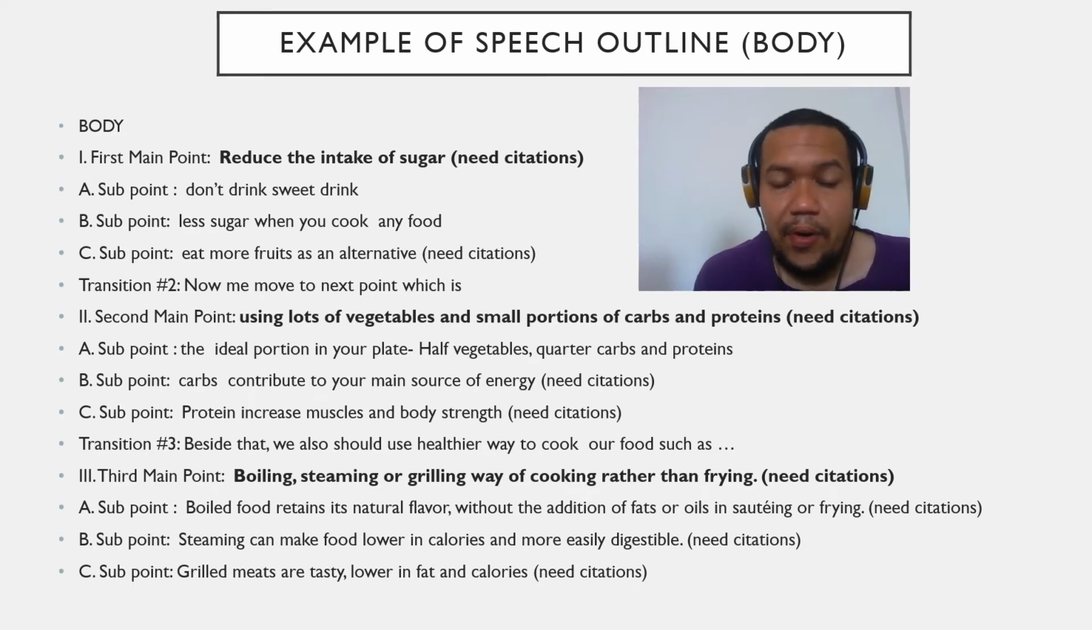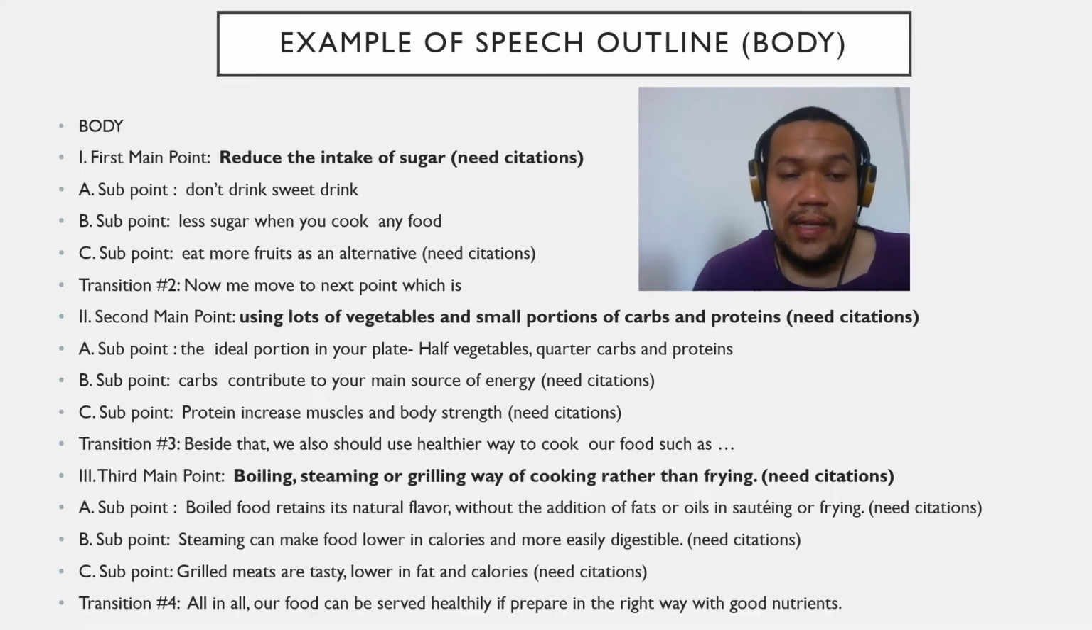The third sub point is when you grill meat. All right, your food will be tastier and it will be lower in fat and also calories, same as boiling. Again, you need a citation for each sub point because you claim something that needs to be supported by scientific research or references.